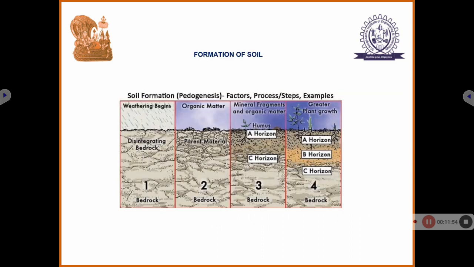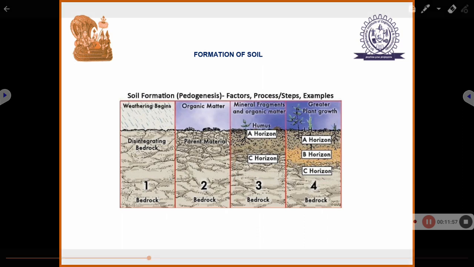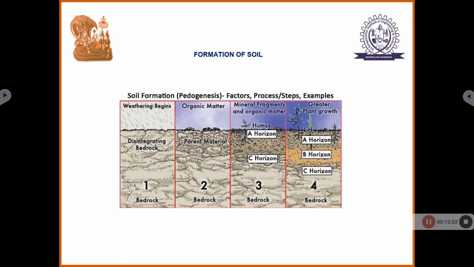Now, we can see a very clear picture of how soil is formed. The first point is bedrock. This bedrock is disintegrating. Disintegrating means weathering begins. And then organic matter grows in this parent material, and the bedrock breaks into fragments, that is, mineral fragments and organic matter in the third stage. In the fourth stage, greater plant growth makes the bedrock break.